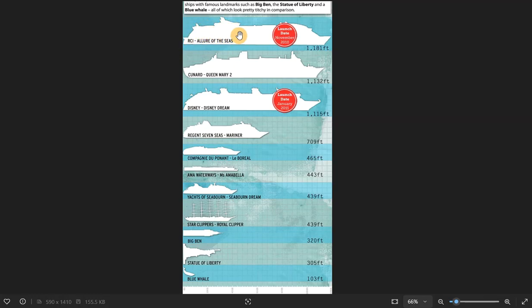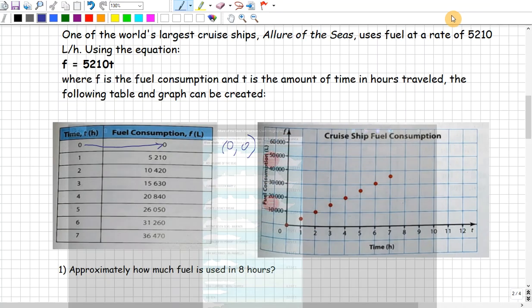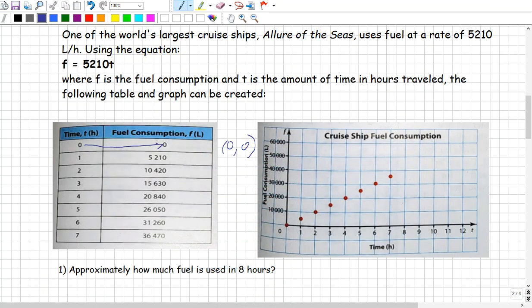It is huge. And the amount of fuel it uses, if you know how much fuel your car or average van uses, this is by far more. To fill up my van, it's about 70 or 80 liters, and that lasts me about a week. This uses 5,210 liters every hour, and it's graphed here.